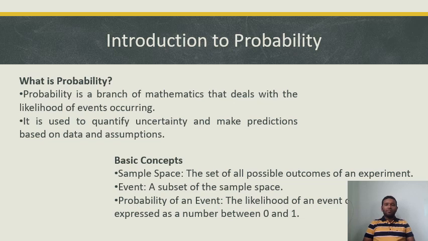What the basic concepts are: sample space, the set of all possible outcomes of an experiment is called a sample space. Event is a subset of the sample space. Probability of an event, the likelihood of an event occurring expressed as a number between 0 and 1. These are the basic concepts.